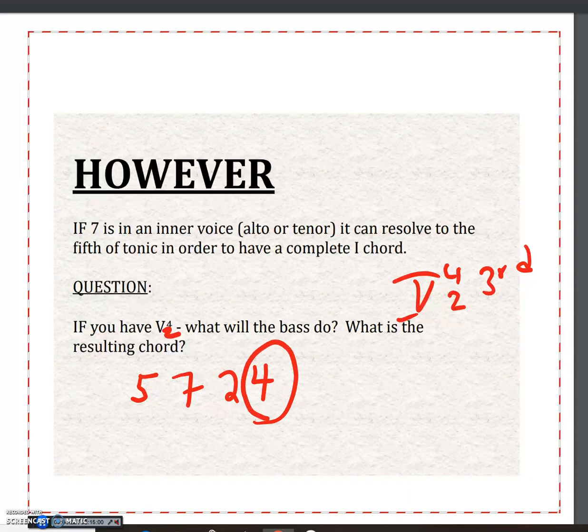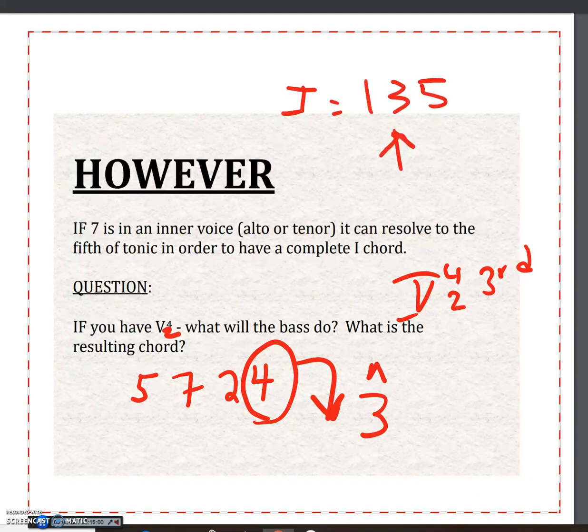That means this guy is going to be in the bass. What does that guy have to do? Scale degree 4 has to come down, to scale degree 3. Now, if I'm resolving to tonic, which is 1, 3, 5, and I have scale degree 3 in the bass, what is the resulting chord? That means 5-4-2 will always go to 1-6. I think that's pretty cool.